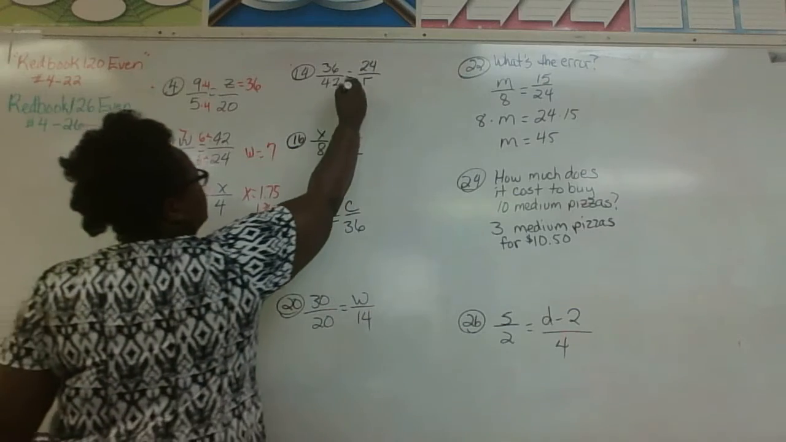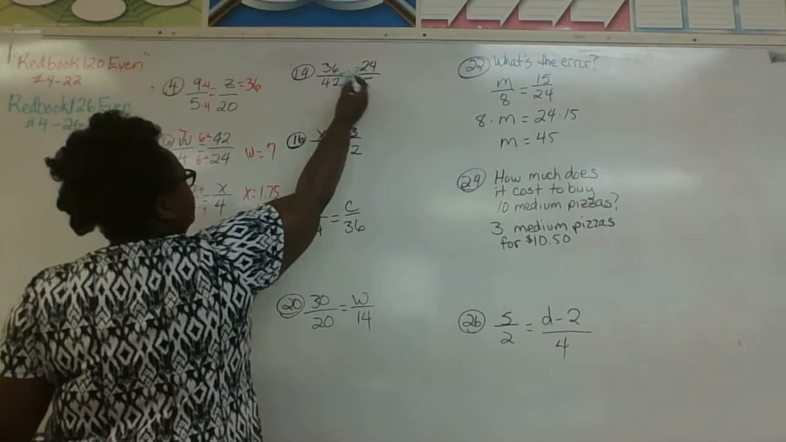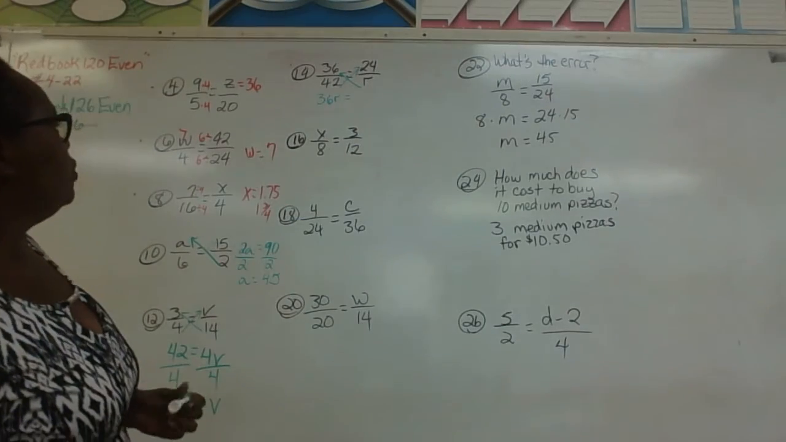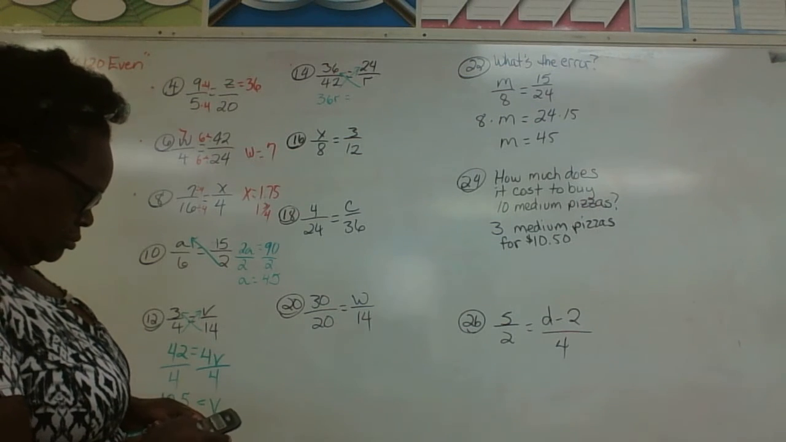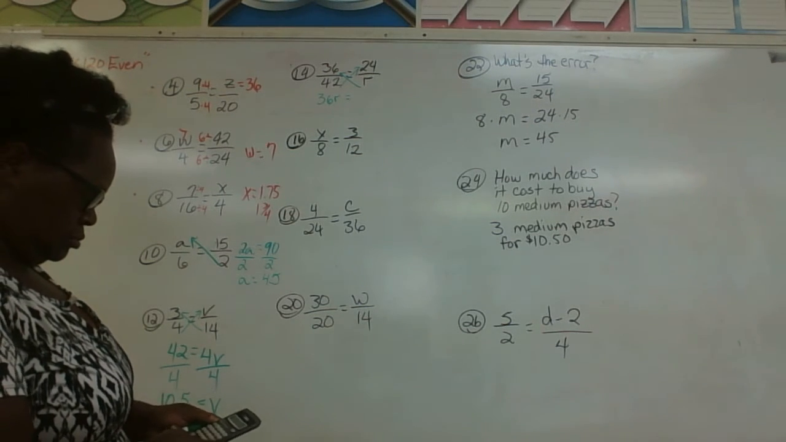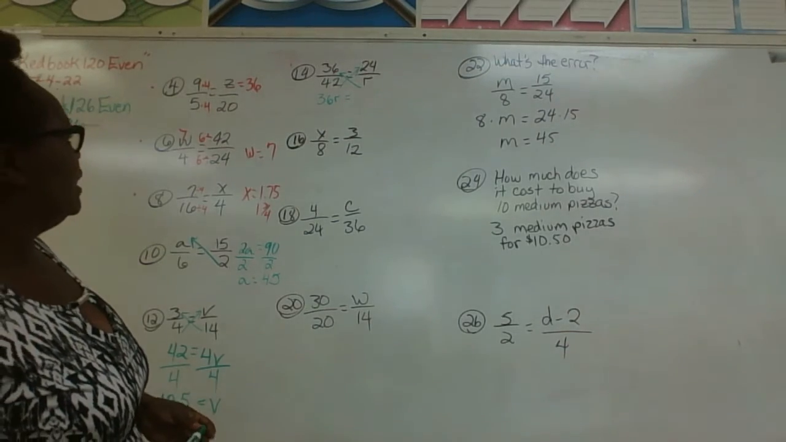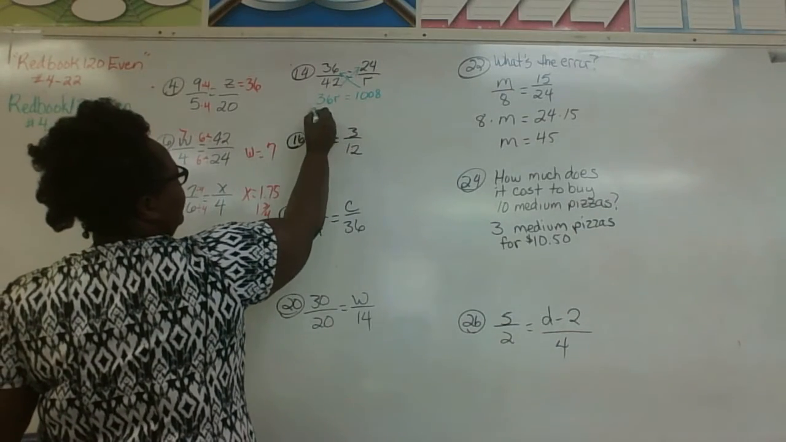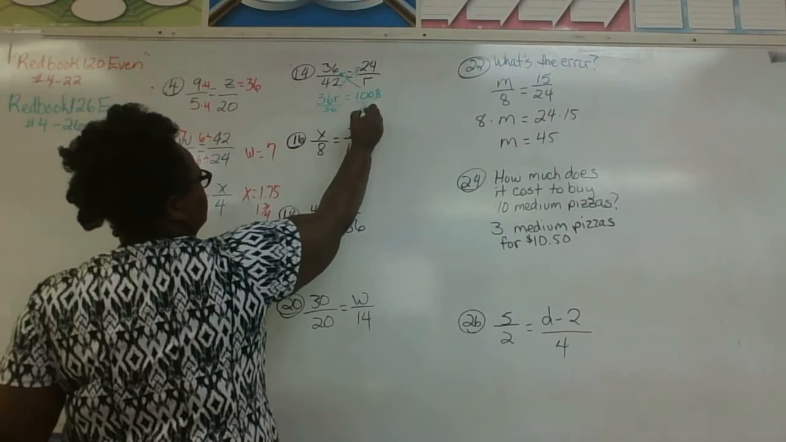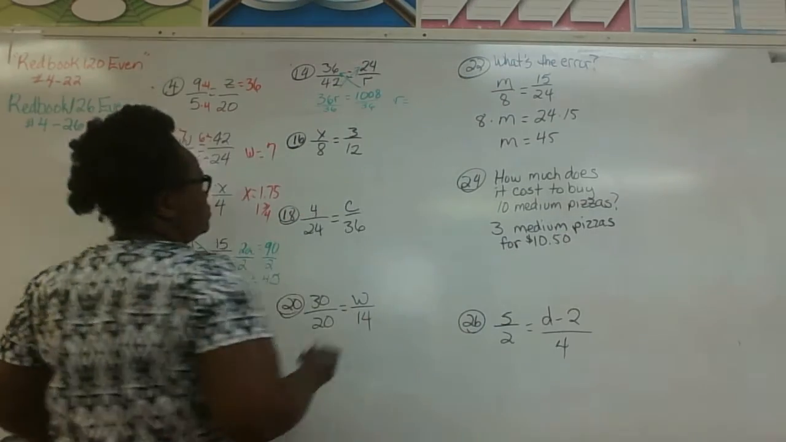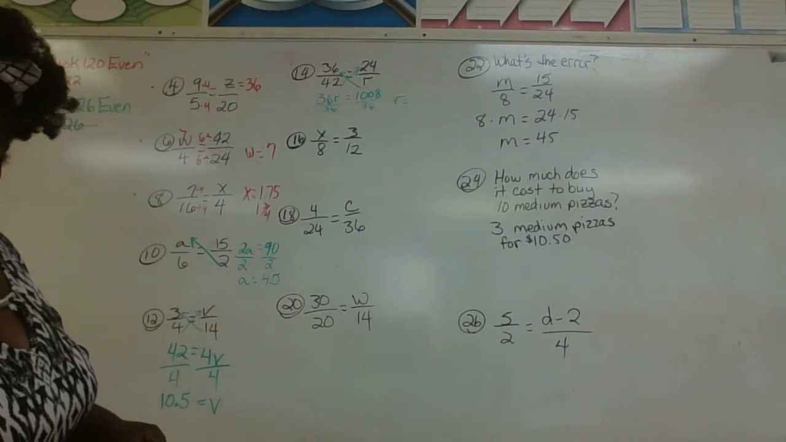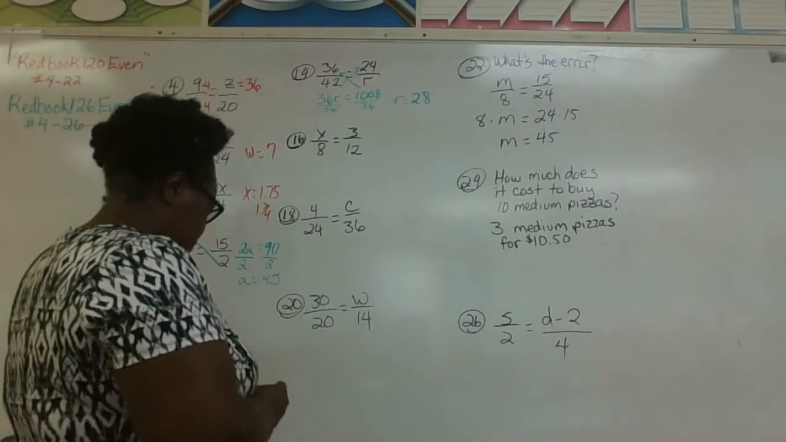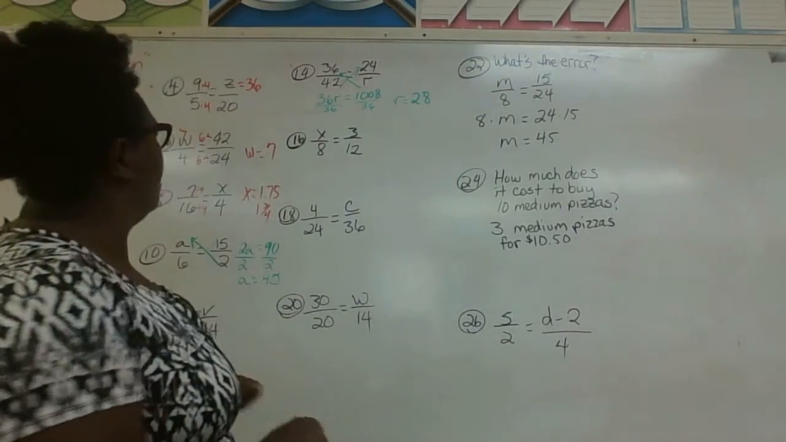We are going to cross multiply. 36 times r is 36r. Then we have 24 times 42. We have 1,008. Then we're going to isolate r by putting 36 out of r's house. And then r is equal to 28. Okay? All right, let's keep moving forward.